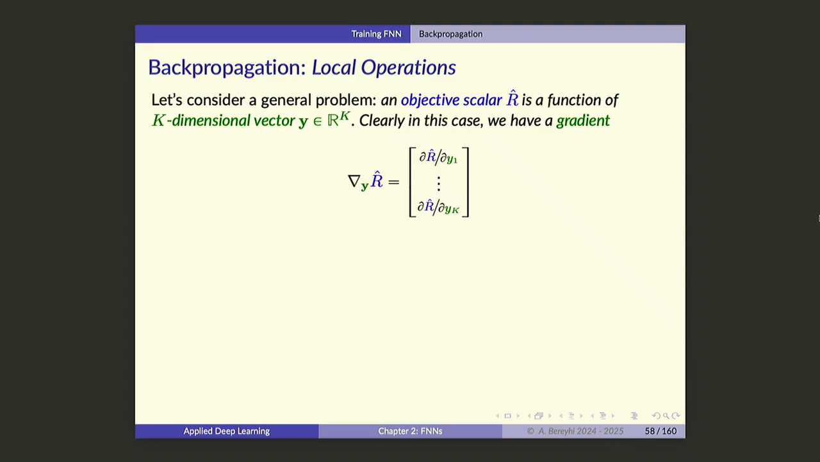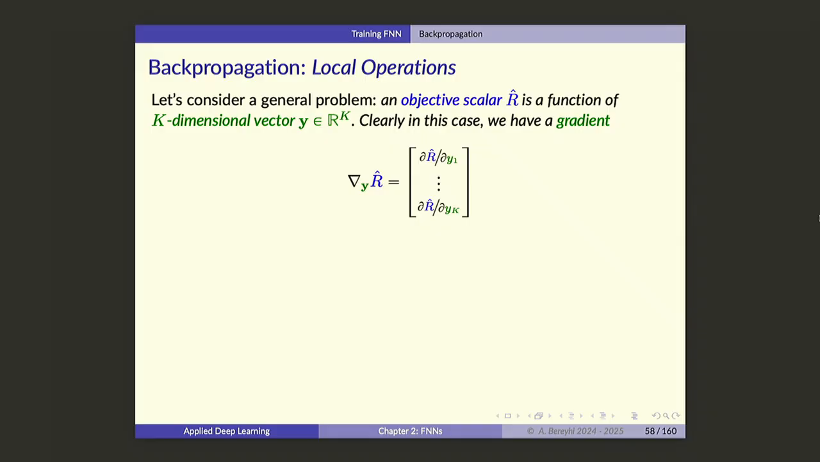What I do know is the gradient of r hat with respect to y. What I want to know, whatever the variable here is, say this is z, is the gradient of r hat with respect to z. Okay? Is everybody clear what I'm doing?